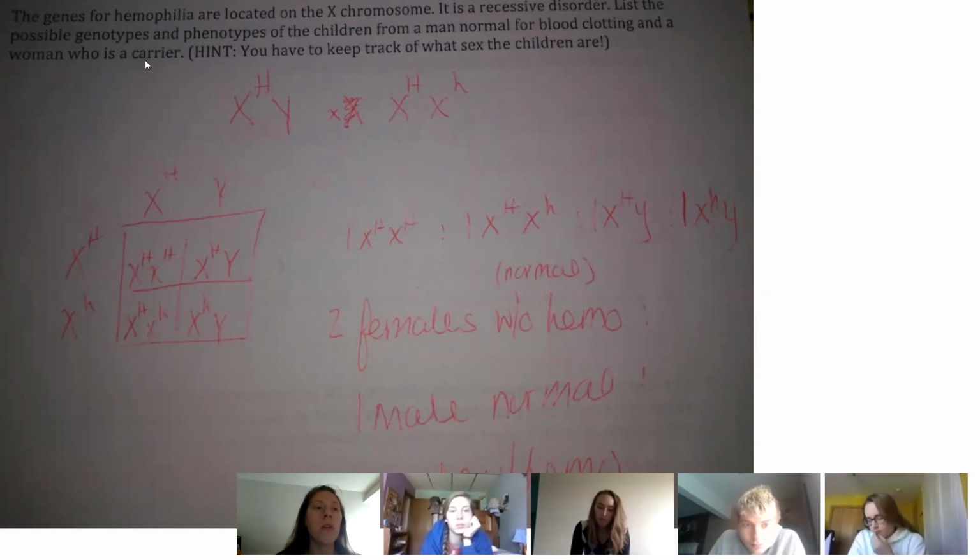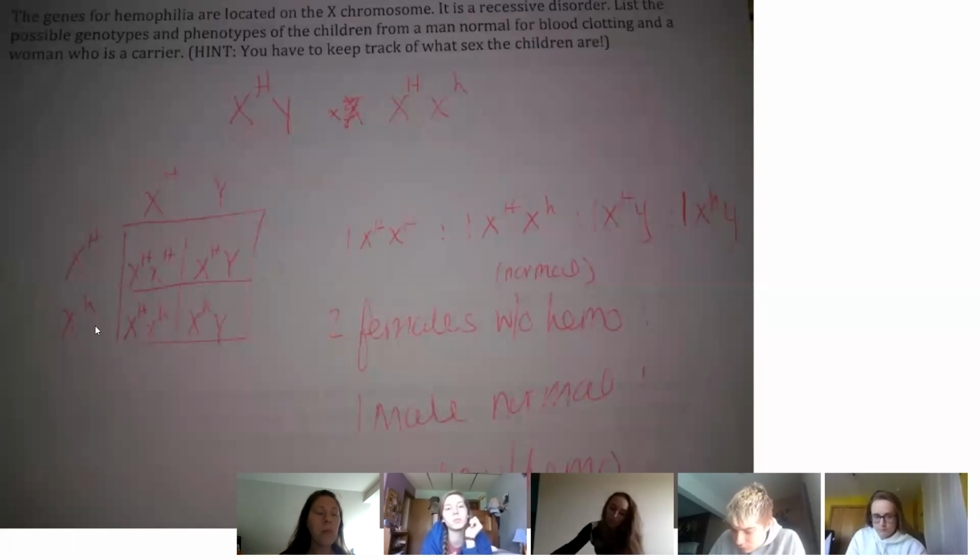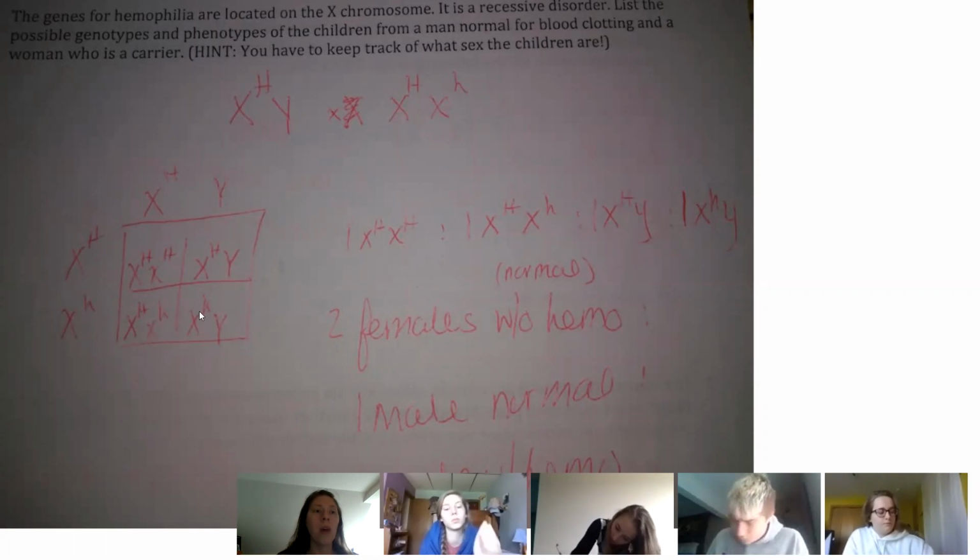And then we've got a woman who's a carrier. So since she's a carrier, she's going to have one X that has a big H and one X that has a little h. I went ahead and combined those in the Punnett square. Now this one said list the possible genotypes and phenotypes of the children.